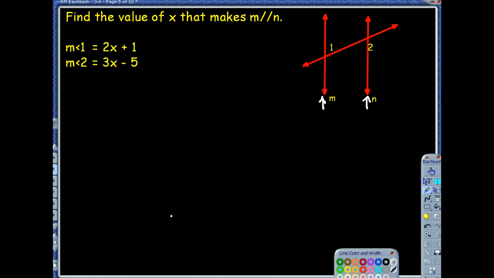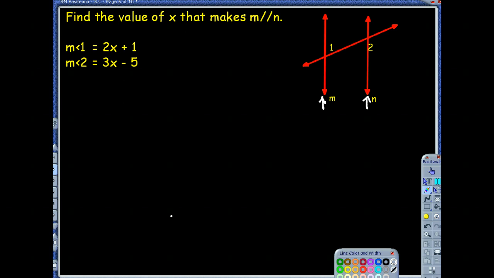I'm finding the value. Well, I do kind of know, but I want to know what makes them parallel. That's the whole idea. And there's really probably only one value. It says find the value, so that means there's only one value of x that will make this work. There could be other values of x, but then those two lines wouldn't end up being parallel. Exactly.